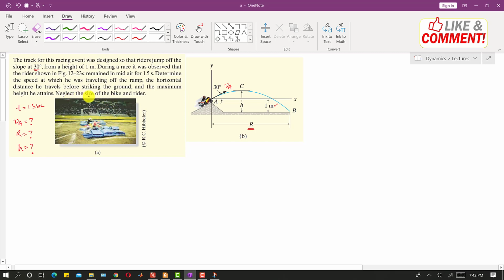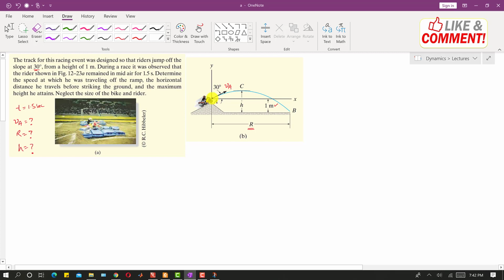And it is said to neglect the size of the bike and rider, right? So we have to neglect the size of the bike and the rider. So first we need to define our coordinate system. First we have to place our origin for our coordinate system. So let's say that the point where the rider jumps is our origin, right?